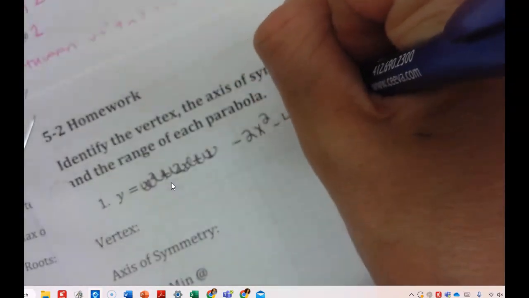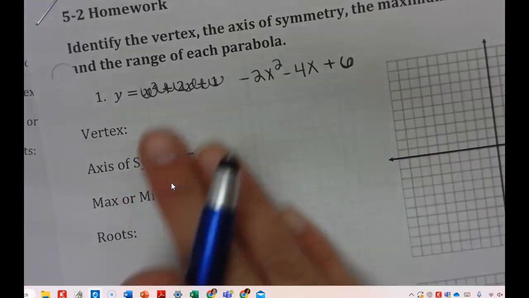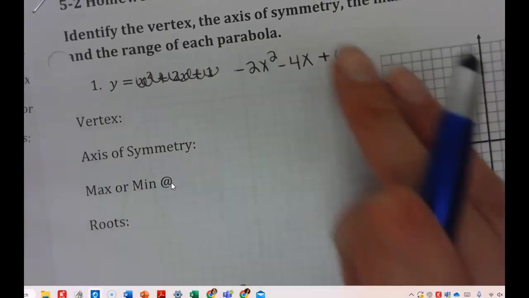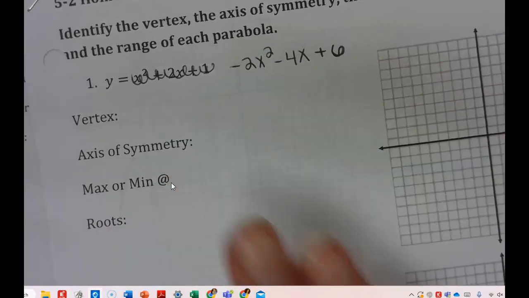and you are going to change it to -2x² minus 4x plus 6. And just to give you an idea for this one, these are nice, pretty numbers. You do not need a calculator.